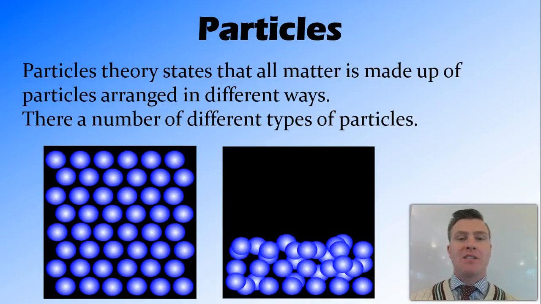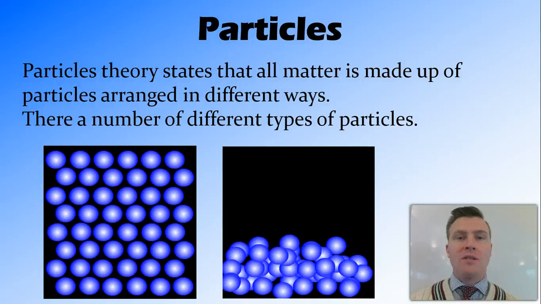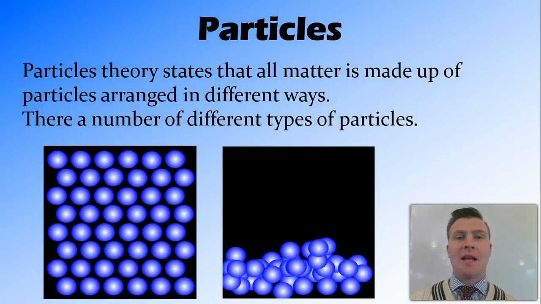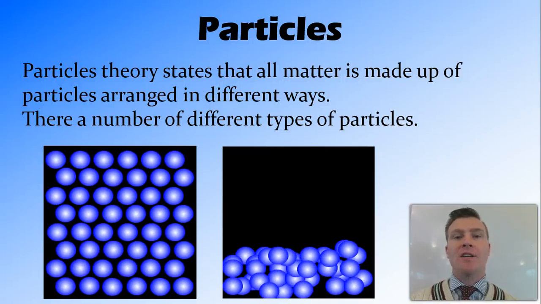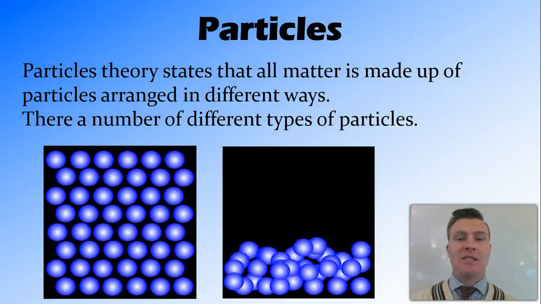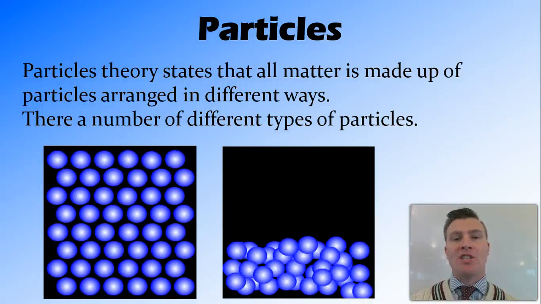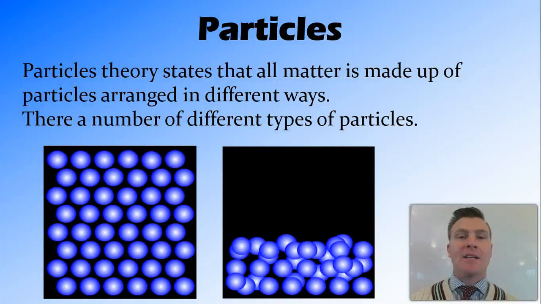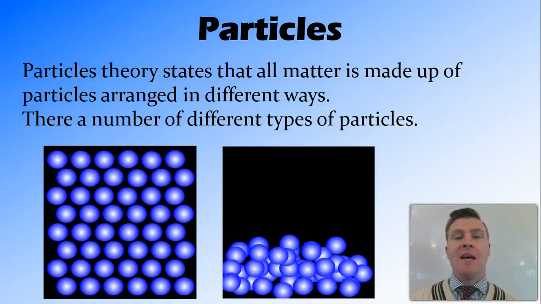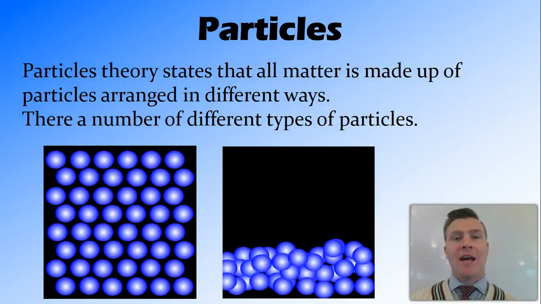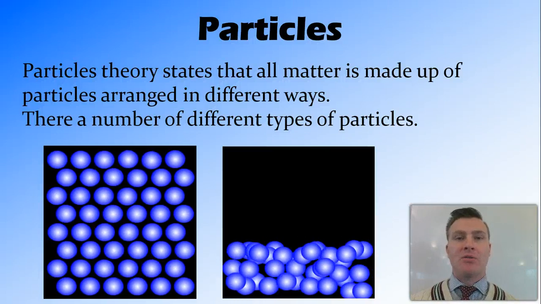You remember from last year that we looked at particle theory. So all states of matter, solid, liquids and gases, are made up of very, very small particles, and they're arranged in different ways in the different states of matter. Now when we say particles, particles is quite a general term, and there's actually a few different types of particles. And what we're going to do today is look under that heading of particles and look at some of the more specific particles that we can have.